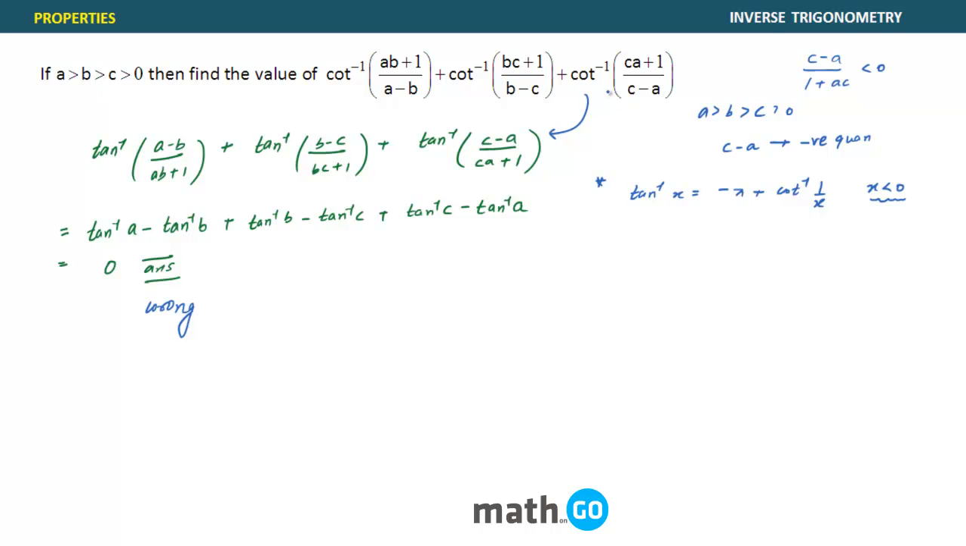So if this is the cot inverse, that means cot inverse x is nothing but pi plus tan inverse 1 by x when x is less than 0. So if you do this, there is no problem writing this, but the problem is we'll have to add a pi here, plus pi plus pi. The right answer that we were looking for is pi in this particular case.